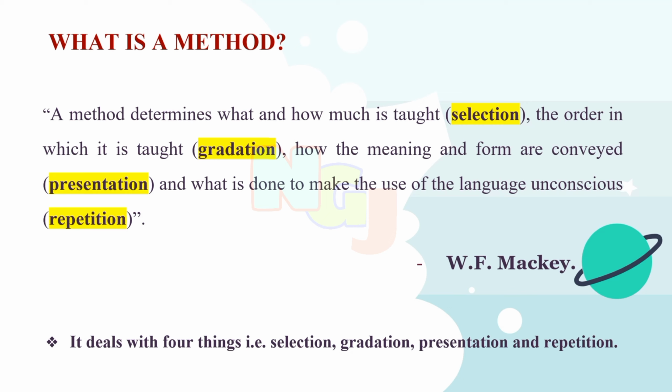much is taught, that is selecting a concept. Then the order in which it is taught, that is grading. How the meaning and form are conveyed, that is how you are going to present it. And what is done to make the use of language unconscious, how you are going to make the students speak language easily by giving practice or repetition. So this definition contains four things, that is selection, gradation, presentation and repetition. So this is a method.